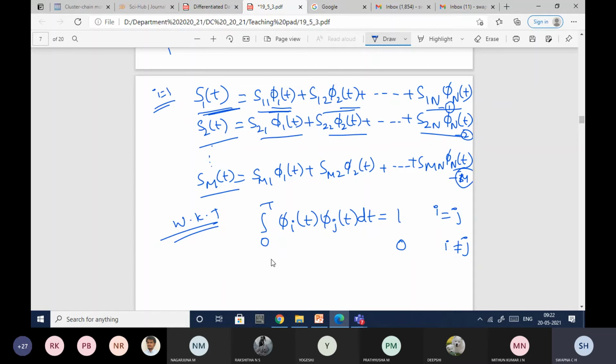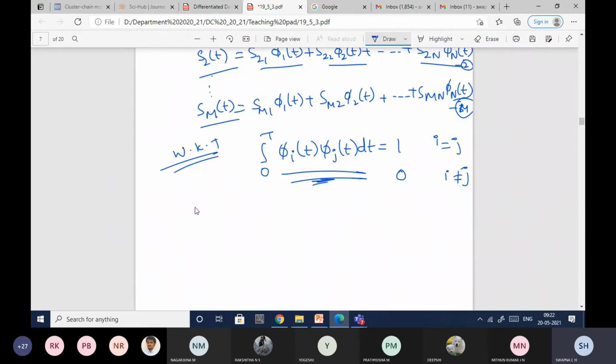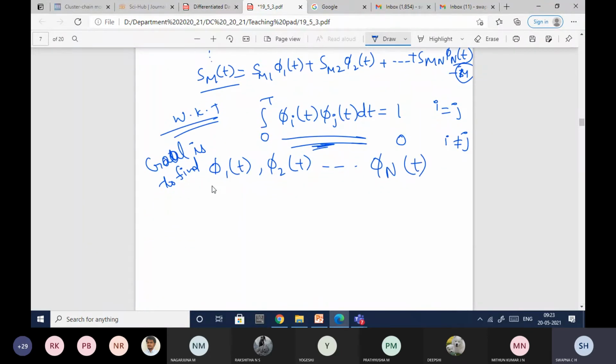So the main goal of this Gram-Schmidt orthogonalization procedure is that I have to find phi 1 of t, phi 2 of t, phi n of t, all these orthogonal basis functions. Whatever basis functions you are finding, it should satisfy this condition as well. So in order to find the orthonormal basis functions, the goal is to find phi 1 of t, phi 2 of t, and so on, phi n of t. These all I need to find. First we'll try to find phi 1 of t.